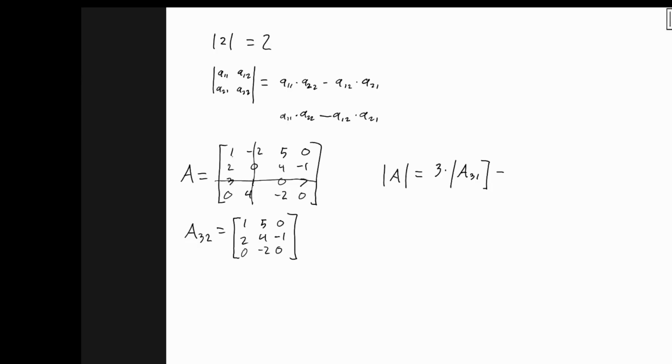minus 1 times the determinant of A3,2, the 1 because that is the entry in the third row, second column, plus 0 times the determinant of A3,3, minus 7 times the determinant of A3,4.